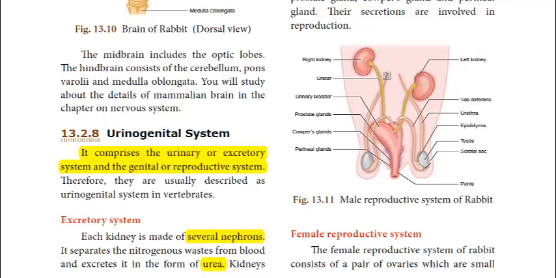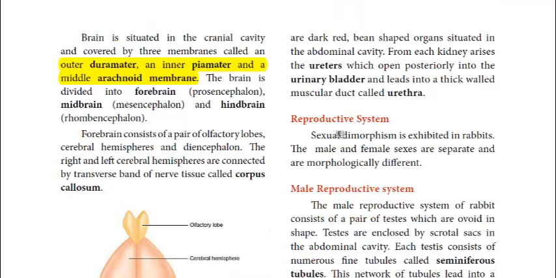Now we will see the reproductive part. Reproductive system. Sexual dimorphism is exhibited in rabbit. What do you mean by sexual dimorphism? A male animal is separate and female animal is separate. Okay, the male and female sexes are separate and are morphologically different.